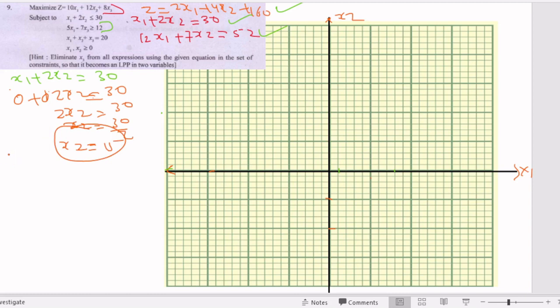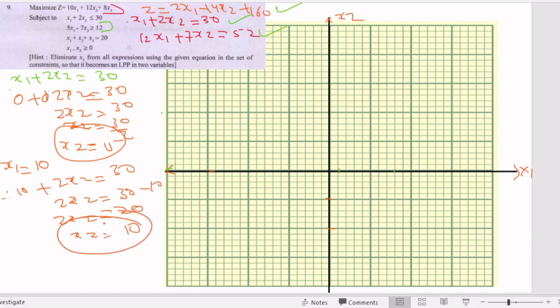If I substitute x1 is equal to 10, therefore 10 plus 2x2 is equal to 30, 2x2 is equal to 30 minus 10, 2x2 is equal to 20 and x2 is also 10. Okay, so we have two different points for this equation. Which are the points? When x1 is 0, x2 is 15. When x1 is 10, x2 is also 10.